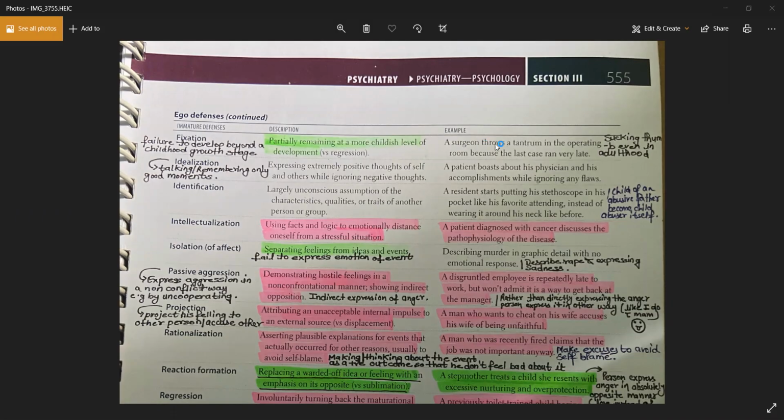For example, a surgeon throws a tantrum in the operating room because the last case is very late. So the surgeon in this case is displaying a behavior which is generally seen in children. Or an adult patient is sucking the thumb even in adulthood. Whenever an adult displays any behavior of a child, you call it a fixation, because that patient failed to develop beyond a particular stage of childhood.